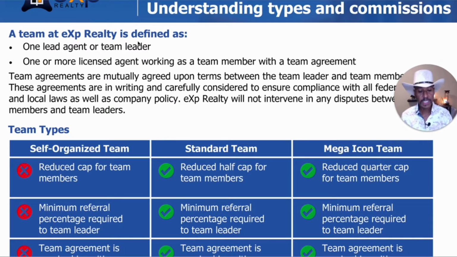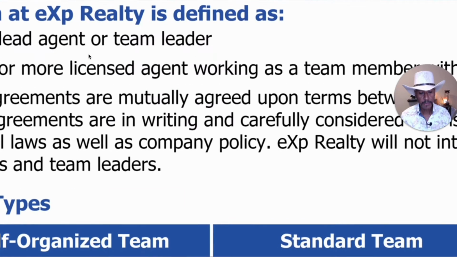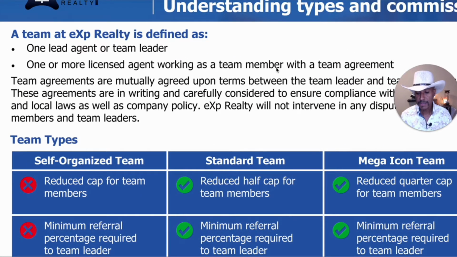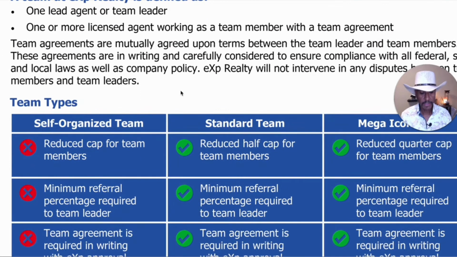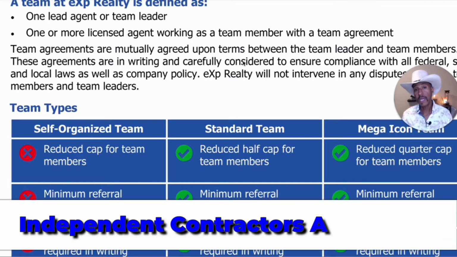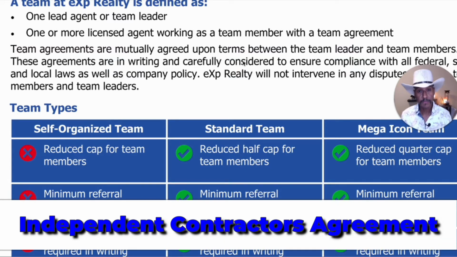So here's what a team is defined as. One team lead or a team leader, okay? One or more licensed agents working as a team member with a team agreement, okay? Team agreements are mutually agreed upon terms between the team leader and team members. You might look at this as an independent contractors agreement, okay?